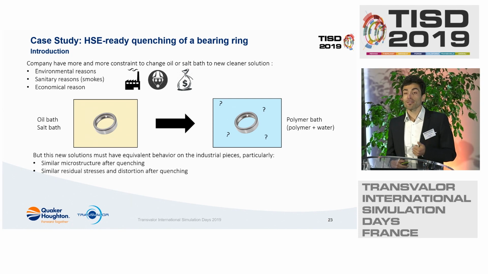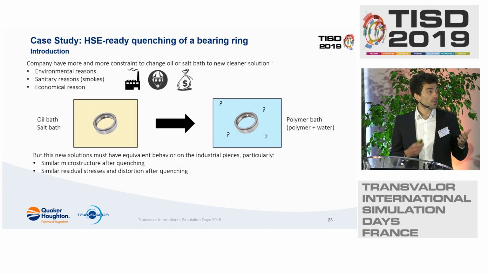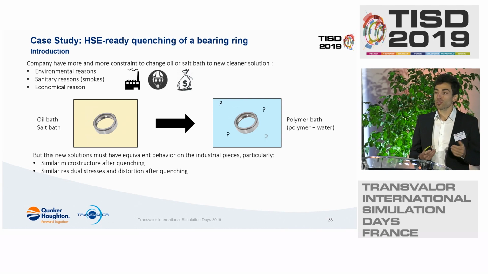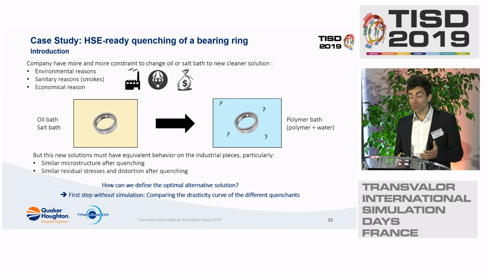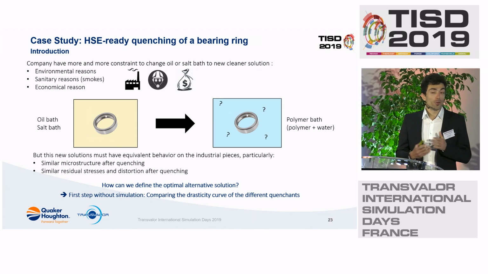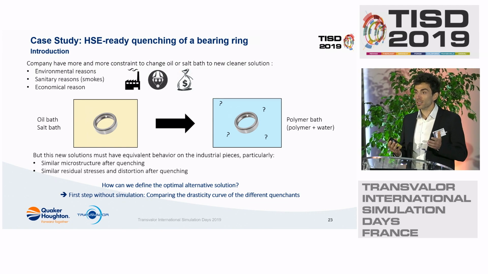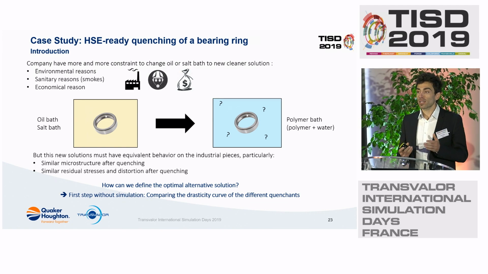So do we have the same microstructure after quenching? Will we have the same level of residual stresses and distortion? So how do we find the optimal alternative solution? So first thing, which is quite qualitative, is to compare what we have at the beginning, which are the drasticity curves.